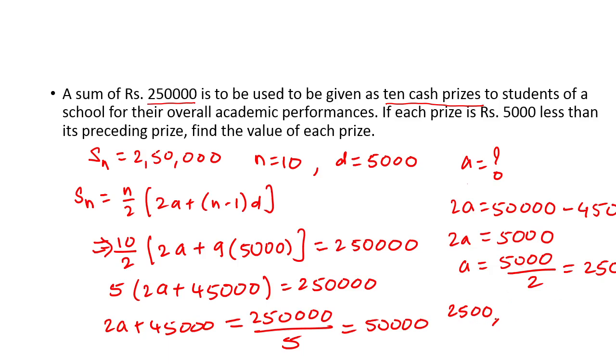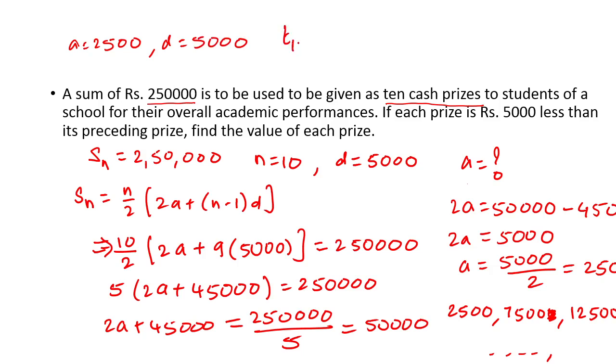So accordingly now we know the cash prizes of all the 10 students. The next will be to add 5,000 to this, so 7,500. The next cash prize will be 12,500, and so on. What will be the value of the last cash prize? For that you can use the Tn formula. We want to find out the last term, that is the 10th term. Here A is equal to 2500, the common difference is 5000.